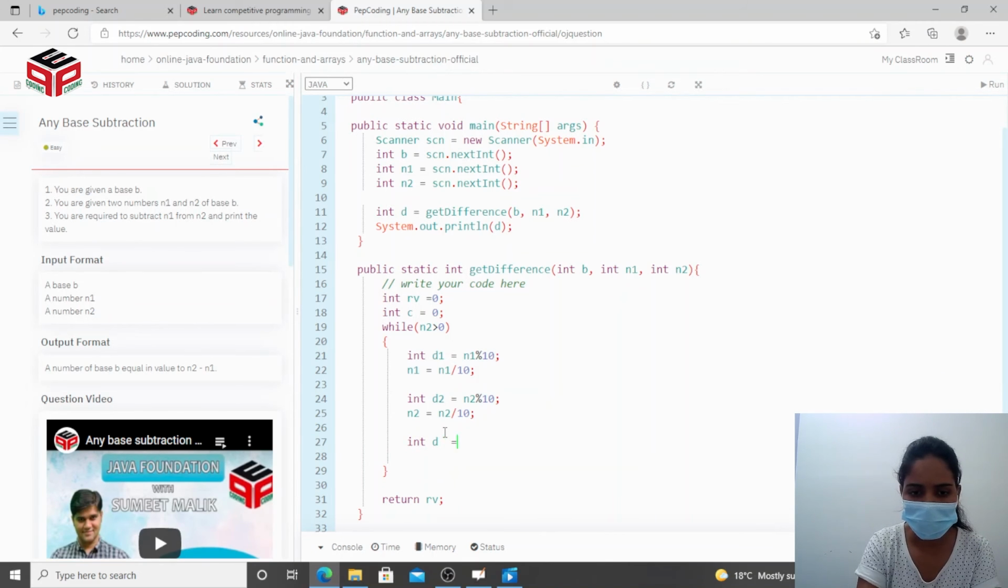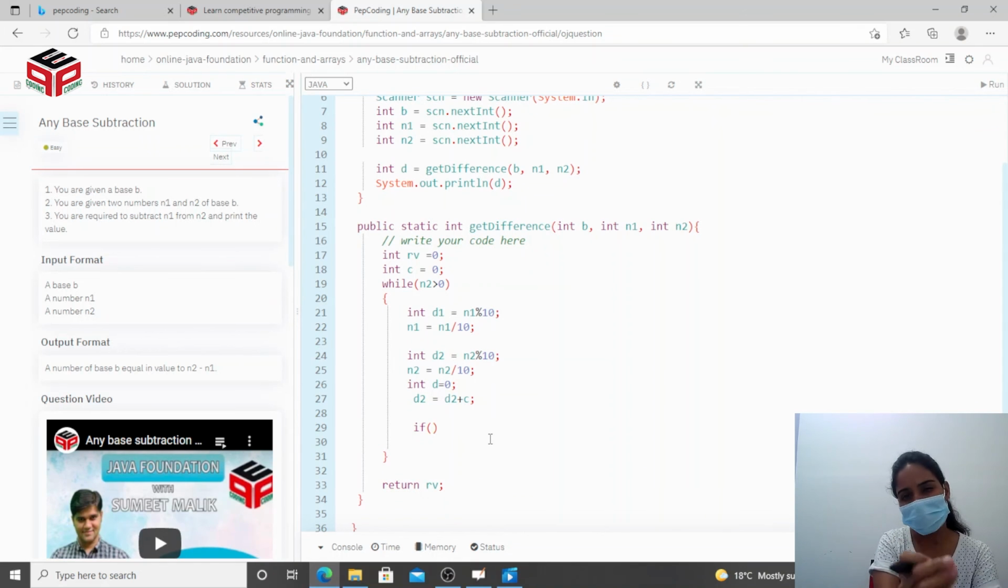Our D2 will be D2 plus C. Why? Because we are adding our carry in the D2. And let's create another variable, int D, which is my answer, initialized by 0. Okay. I have to check whether D2 is greater than D1 or not. If D2 is greater than or equal to D1, then I don't have to give the carry of -1. I simply give the carry of 0 and D will become D2 minus D1.